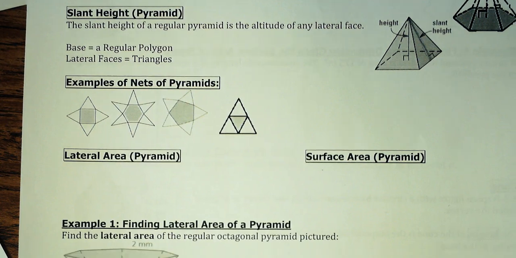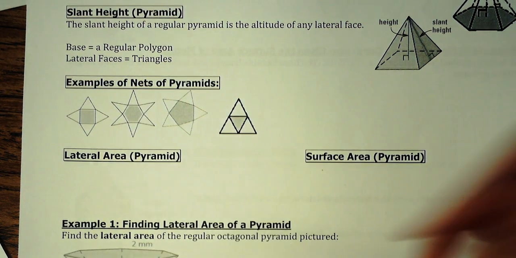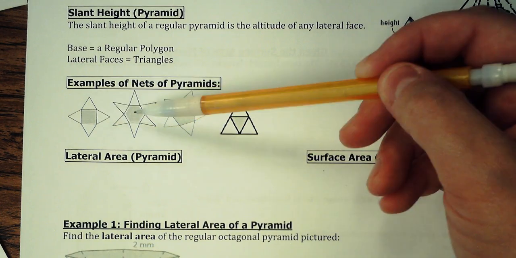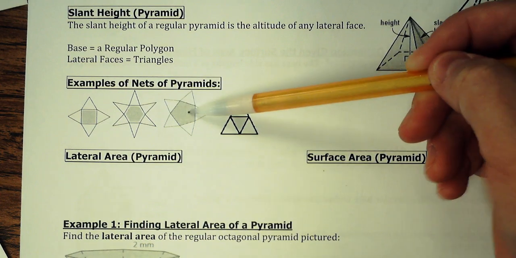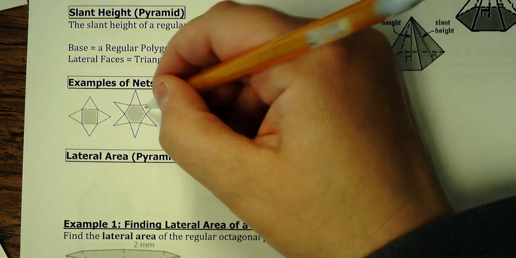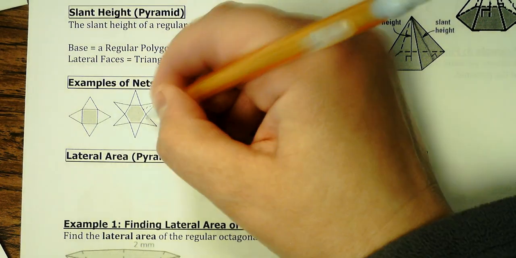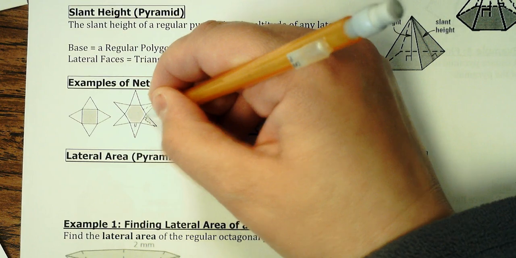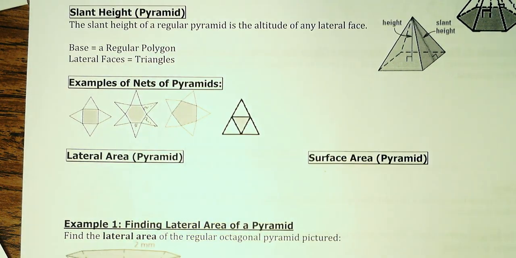So those are the differences there. Okay, so I just have several examples of nets of pyramids. This has a square base, this has a hexagon as a base, this has a pentagon, this has a triangular base. If you folded each of these up, right here, the little height of each of these triangles, and I'd have to have little right angles in there, that would be your slant height.